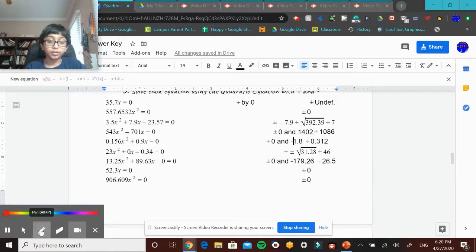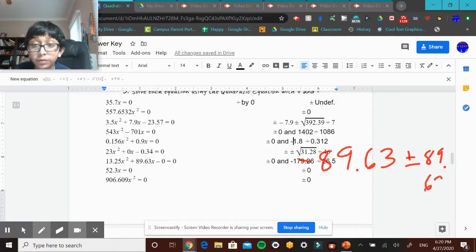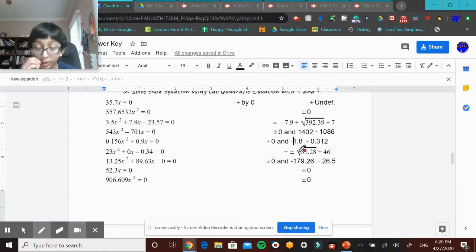Okay, we are cranking these problems. Moving on to the next one. Negative 89.63 plus or minus 89.63, because c is 0. We don't have to do anything. Okay. So for this one, it's either 0 or negative 89.63 times 2, negative 179.26 divided by 2a, which is 26.5. So as you can see, all of these answers match. So 26.5, all of these should be correct. If any of these answers are wrong, feel free to put it in the comment section and I will correct that ASAP. Moving on to the next one.